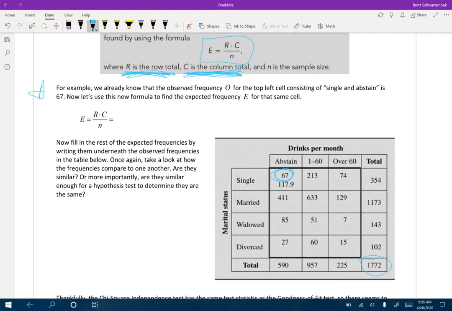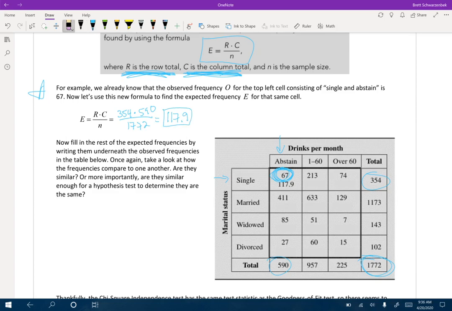The key is that we are dealing with this row and this column in order to generate the 67. So what is the row total of single? It is 354. So that is R. What is the column total of abstain? It is 590. And then what is the table total? It is 1772. So this formula will create our expected count for that cell of the contingency table.